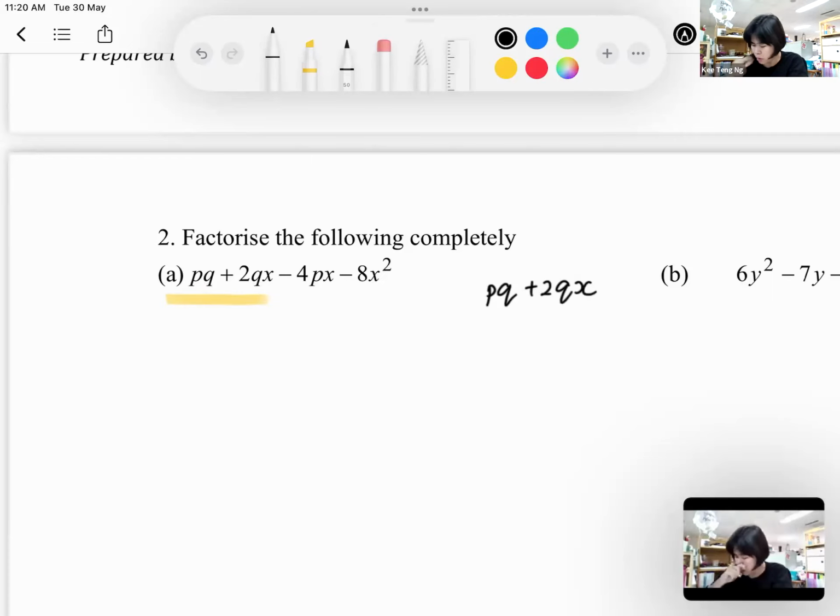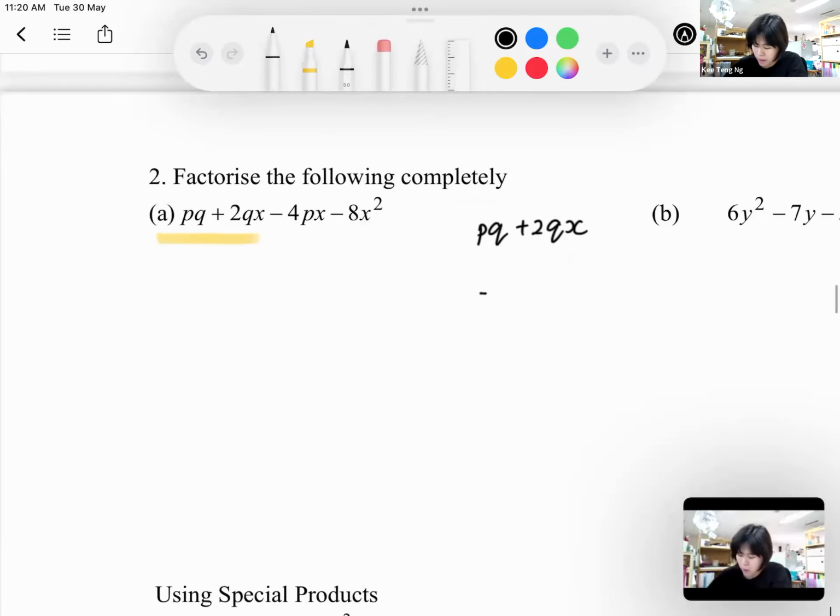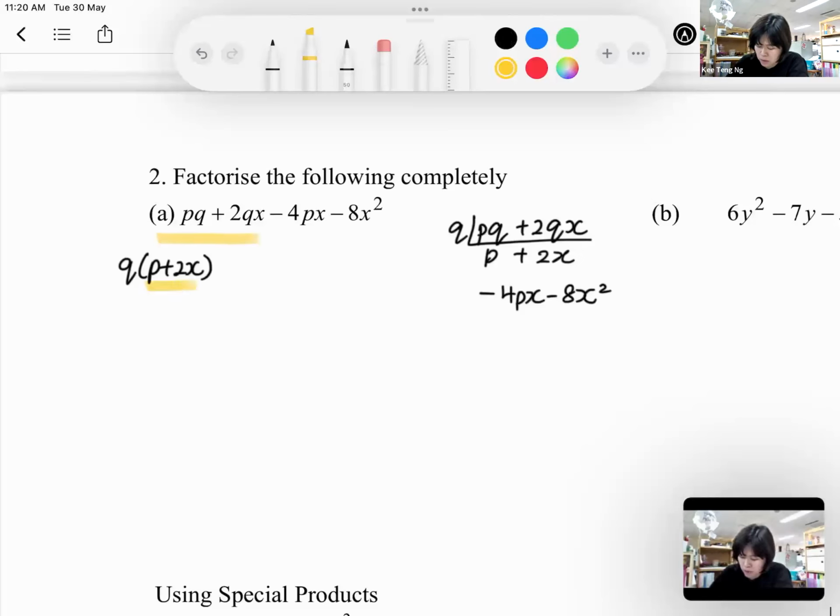Okay, I shall group PQ together with 2QX. Then I'll have negative 4PX together with negative 8X squared. Okay, so for my first group, my common factor is Q, so I'm left with P plus 2X. So here will be Q, P plus 2X. I must remember, if this is going to be P plus 2X, I must try to make P plus 2X appear at the back.